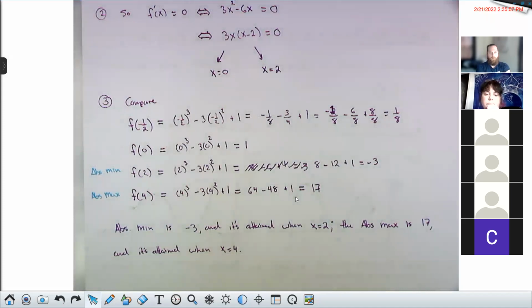So could we ever write the statement as: the absolute min is -3 and is obtained when x is 2 and another function? Would that ever be a possibility? So yeah, it is possible to have something like the absolute min is -3 and it is attained when x is 2 and when x is 0 and when x is 3. That is a possibility. Yep.